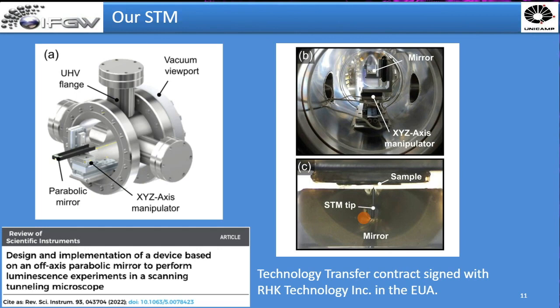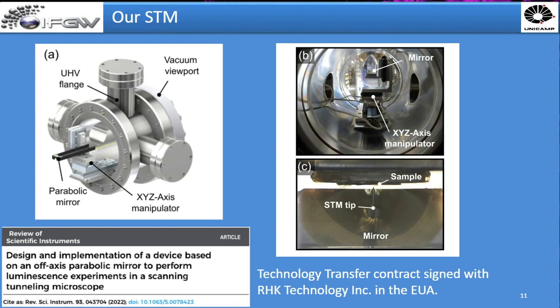Of course, there are plenty of details. Some of these details are covered in this scientific instruments paper, Review of Scientific Instruments. And of course, there are plenty of other technical details that are not the point here today.